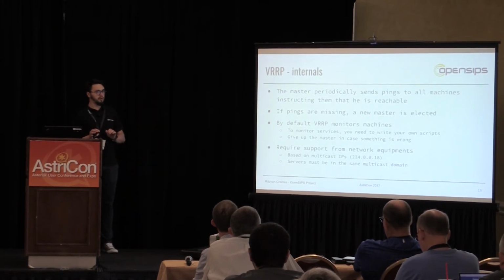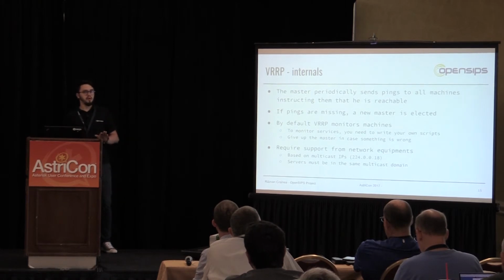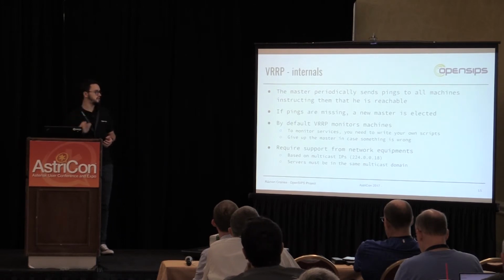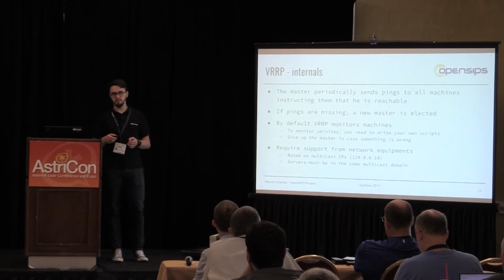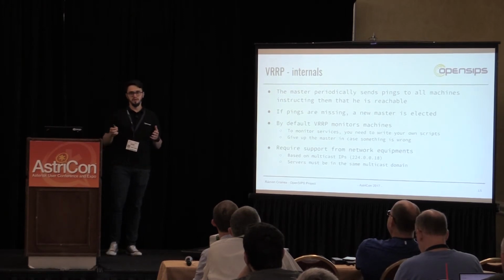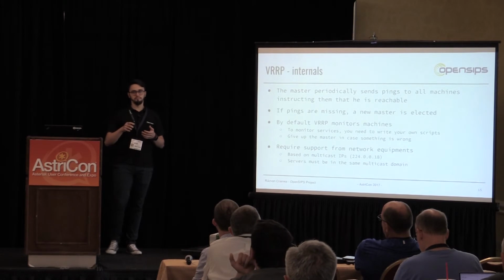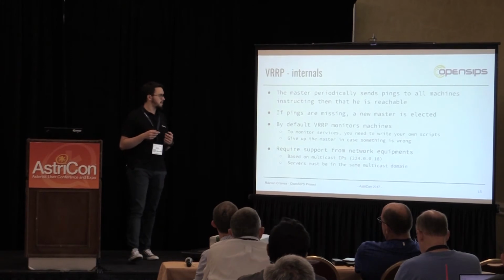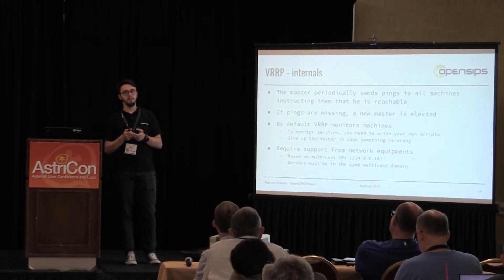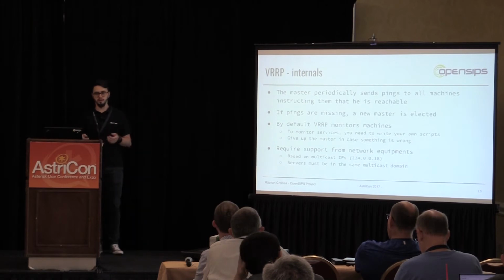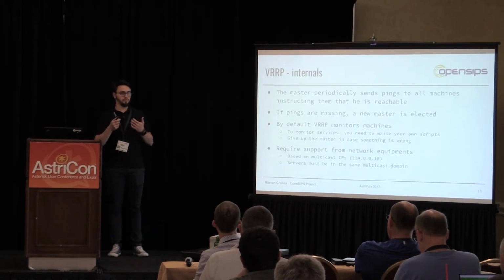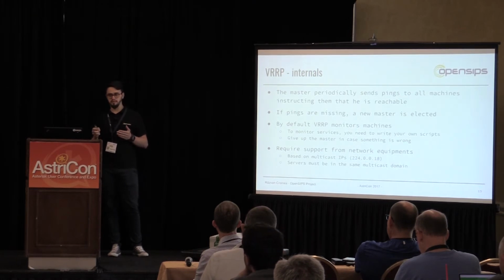In practice, although VRRP works really well, it might be a bit difficult to configure at first. Why? Because by default, VRRP is not used to monitor services. It is used to monitor machines. So if you, for example, only want to monitor the OpenSIPS service, then you have to write your own scripts, your own monitors, and set your own thresholds and indices that indicate whether OpenSIPS is up or not. And in case something is wrong, you'll have to give up the master label, let's say.